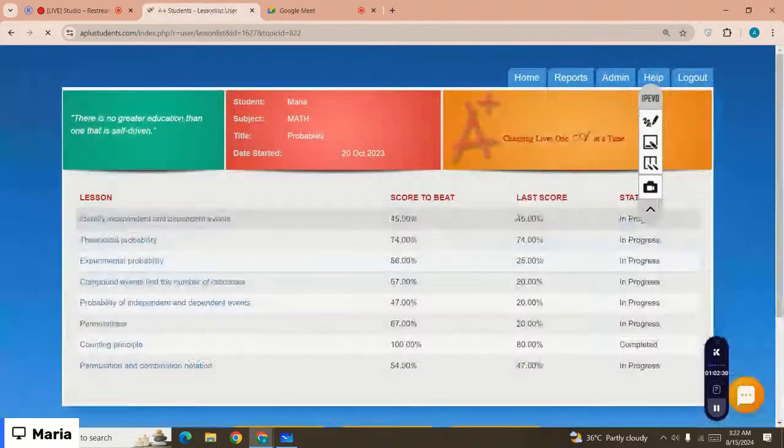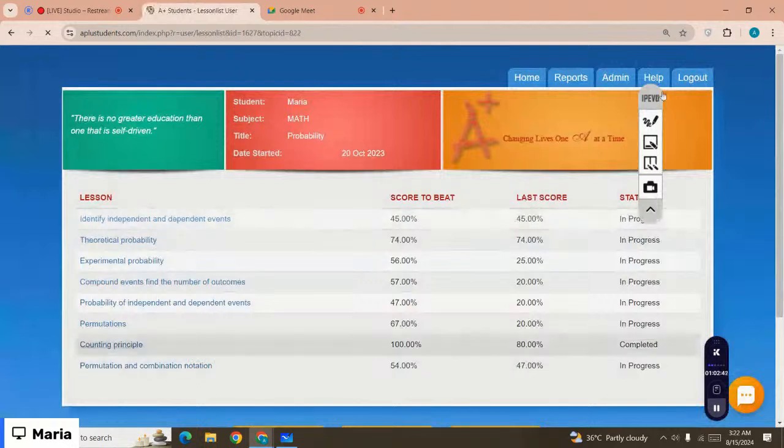The next lesson is counting principle. Let's just start with the next lesson.